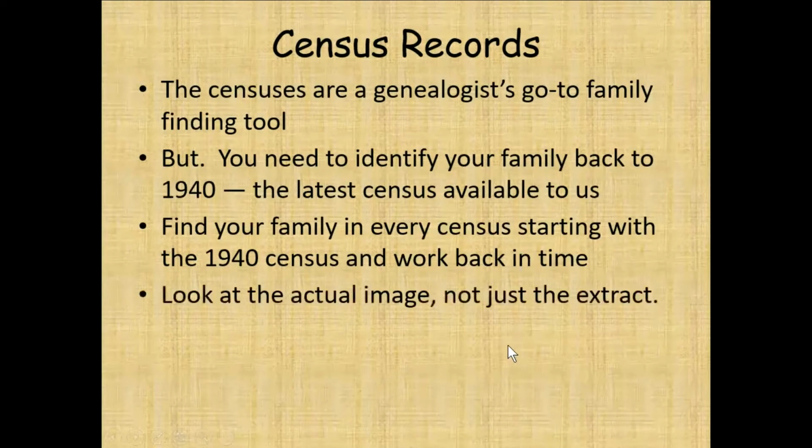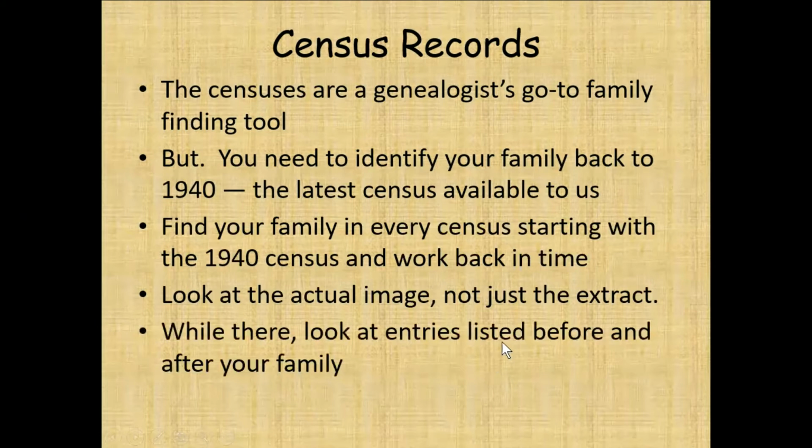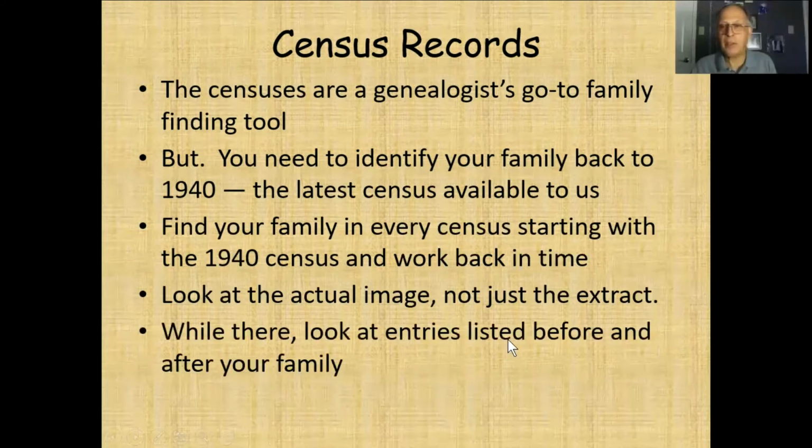And look at the actual image, not just the extract. If it's typewritten, it's not the actual image. All of the censuses through at least 1940 were handwritten. So if what you got isn't handwritten, it's a transcript. That means some other person looked at it and tried to interpret what was there. So we always say, go back and look at the actual document or the image of the document. And while you're there, look at the entries before and after your family. You'll find neighbors and relatives and even some other interesting things.